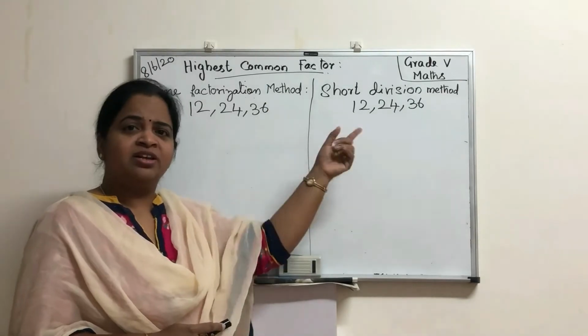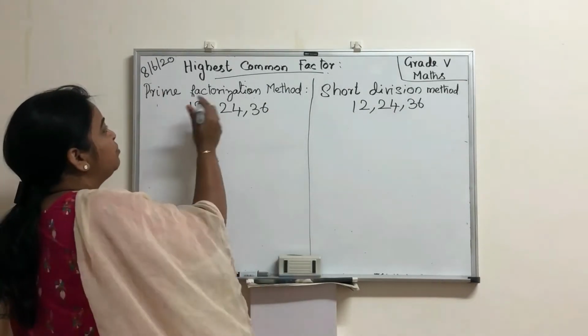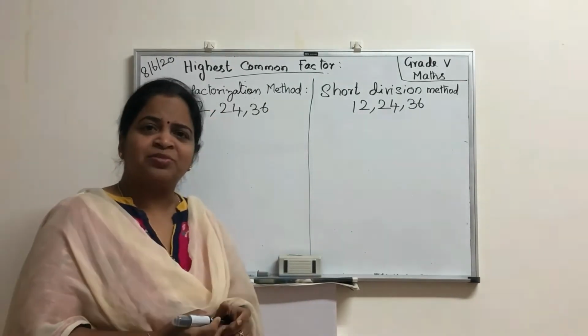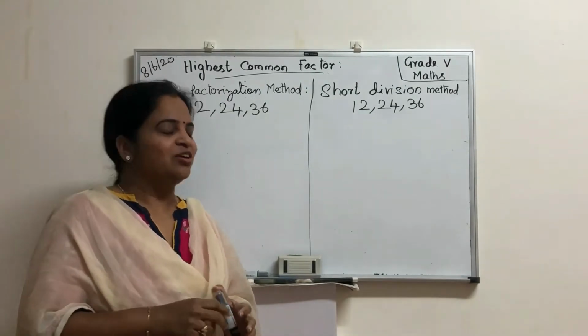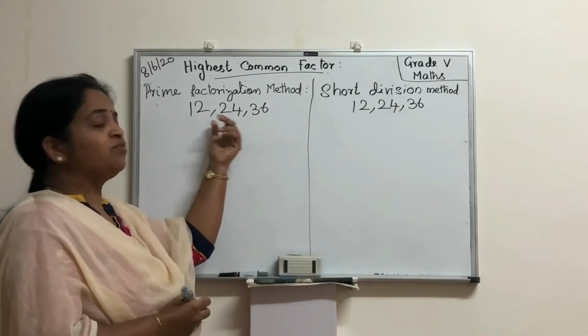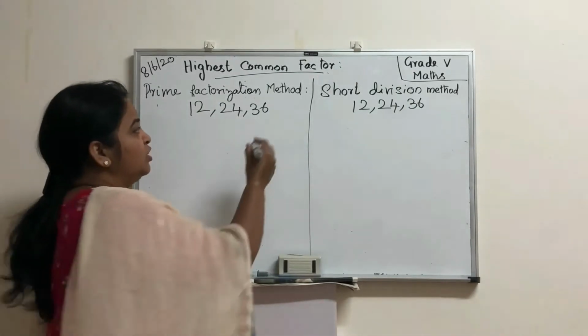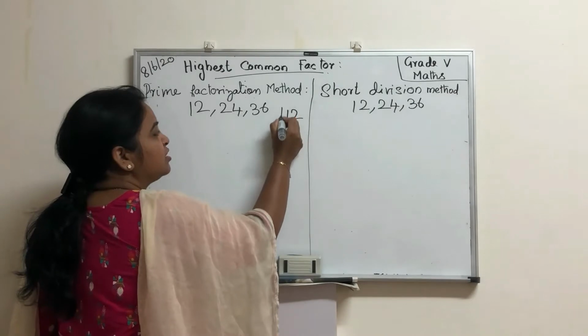Today we are going to see 12, 24, 36. First example we will see. How will you find the prime factors? What is prime factorization? All the factors will be prime numbers, right? So we are going to find the factors of these three numbers. You know how to find the factors?